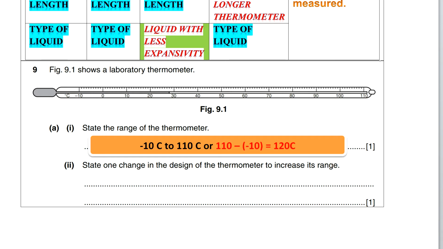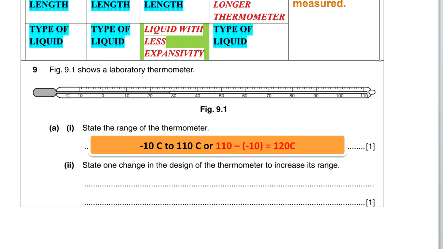Now the next question and the last question we are going to discuss is: state one change in design of a thermometer to increase its range. Students, we can increase the range by all the parameters discussed in the table. You can say by increasing the length of the thermometer. You can say by using a thermometer with a wide bore. You can also say by using a liquid having less expansion, or by decreasing the volume or size of the bulb being used. In this way we can increase its range.